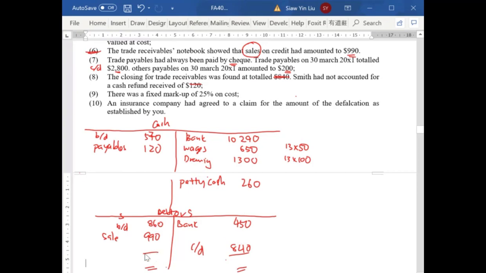If you try to balance here, you'll have 1850 and here 1850. But then in total you'll have a missing 560. So this 560 will be your cash figure, because now you're looking for your cash stolen. Now some of you ask me whether this is a bad debt or a discount. But by right, this shouldn't be a discount or a bad debt, because the question never mentions that. If this is a bad debt or a discount, then they will let you know.